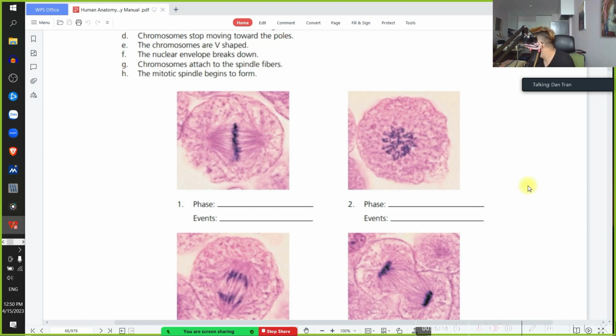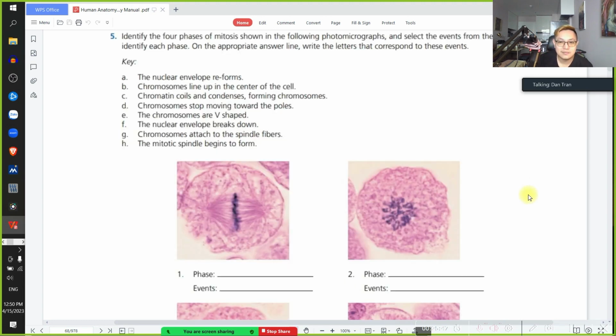Like the number 8, the nuclear envelope reforms. No, I'm talking about phase. What's number 2? The prophase. Yeah. It's prophase. So what happened in prophase now? It's not nuclear envelope reforms, okay? Không phải là màng nhân tạo lại đâu, mà nó break down mới đúng. It's the nuclear envelope breaks down. It's F, okay? Prophase, nuclear envelope breaks down, okay? Kỳ đầu thì phải là màng nhân nó bị phá hủy mới đúng. What else? Chromatin coil and condenses forming chromosomes. Yes, C and F.